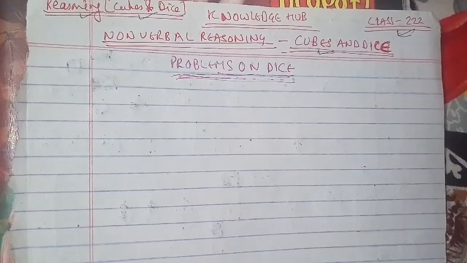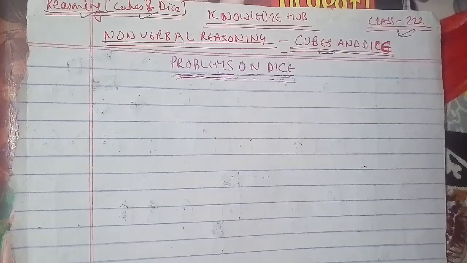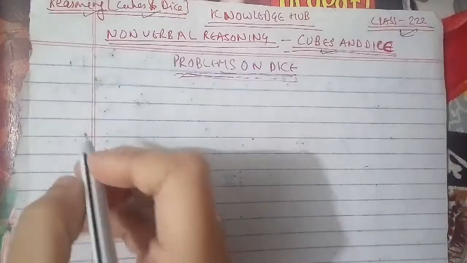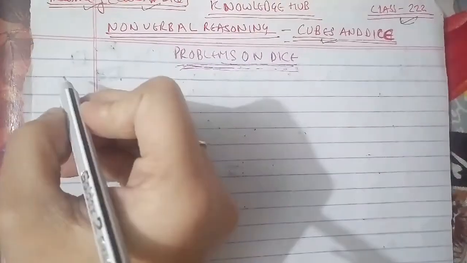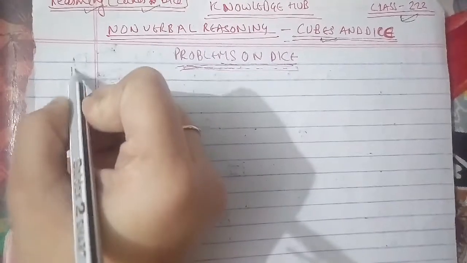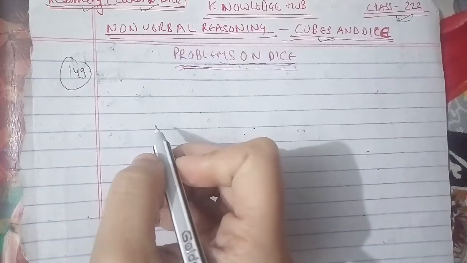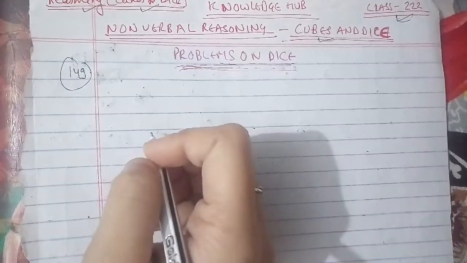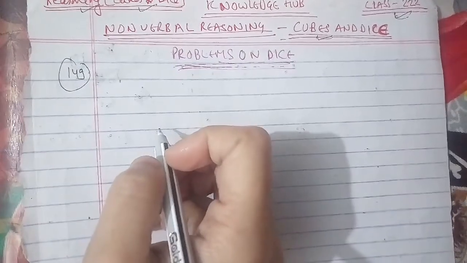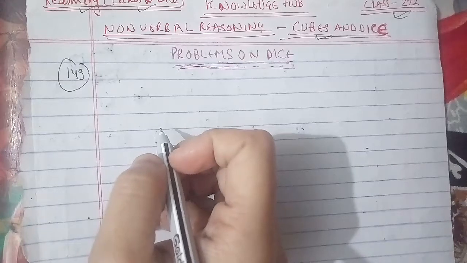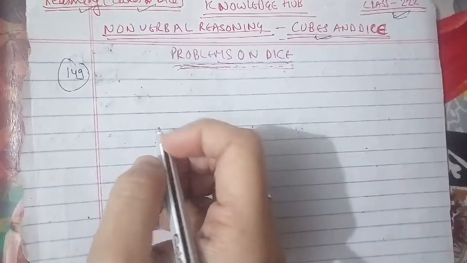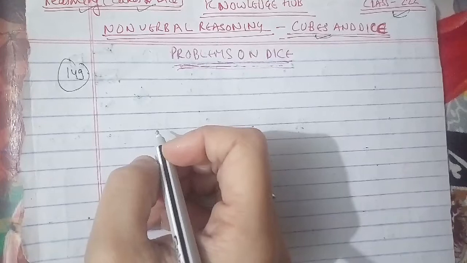The first question for this session is the 149th question of cubes and dice. The question is, a die is thrown 4 times and its 4 different positions are given below. We'll draw it as well. Find the number on the face opposite the face showing 2.